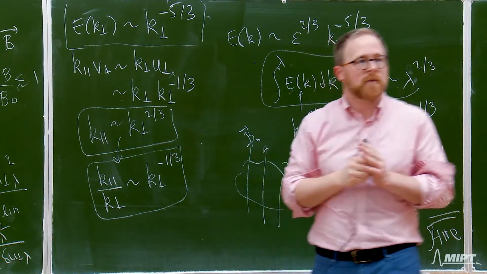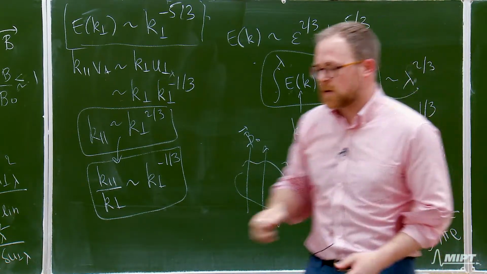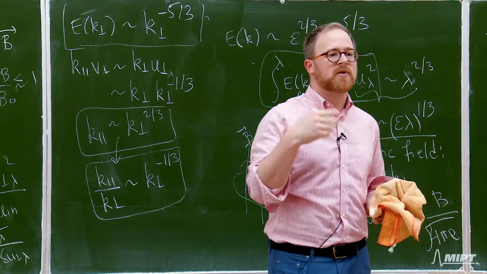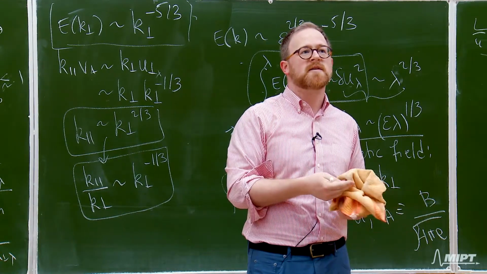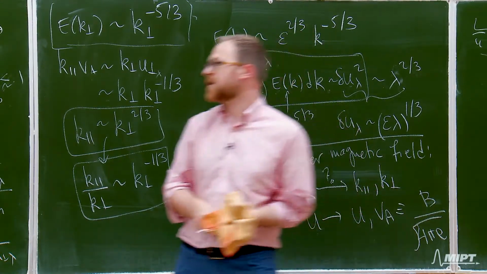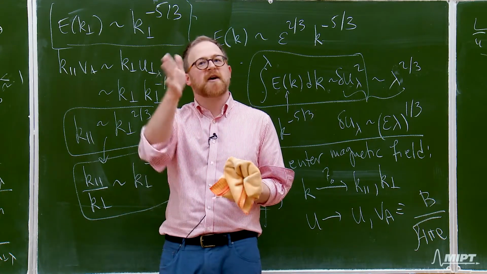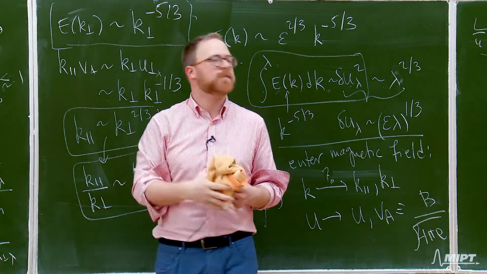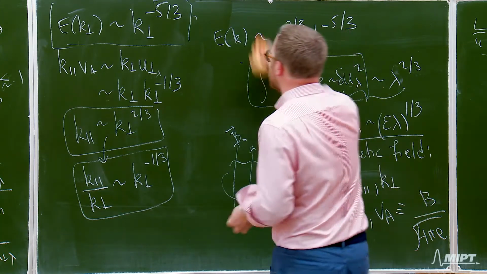OK, good. So then what I want to do now is say, suppose you've got turbulence, but the magnetic field is not strong, in the sense that you can't really define a well-posed direction. There's not a guide field in the plasma.